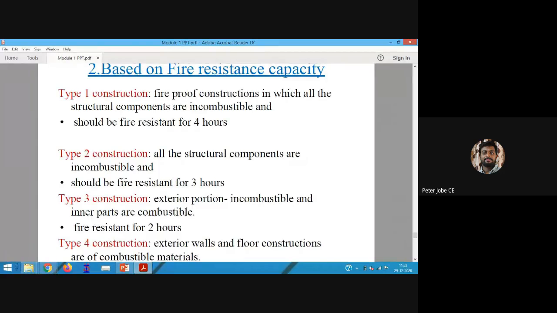If we go to type 2 construction, even though the structural components are combustible, the fire resistance will be only for 3 hours. And in type 3, the exterior portion will be incombustible and the inner part will be combustible. And in type 4, what will happen is exterior walls and floor constructions are of combustible materials.